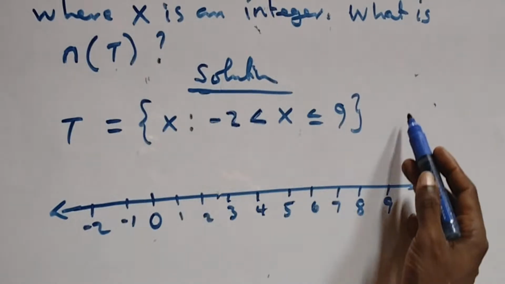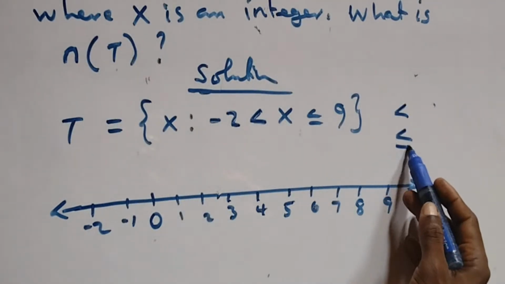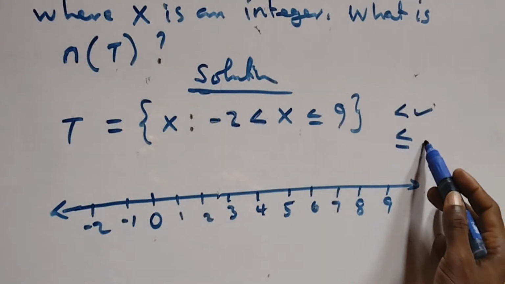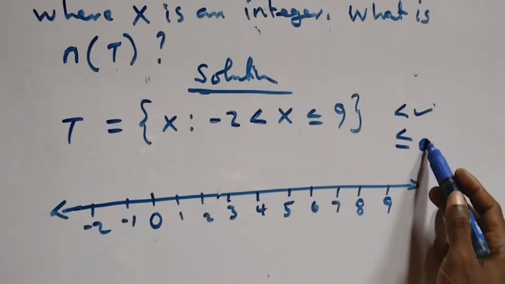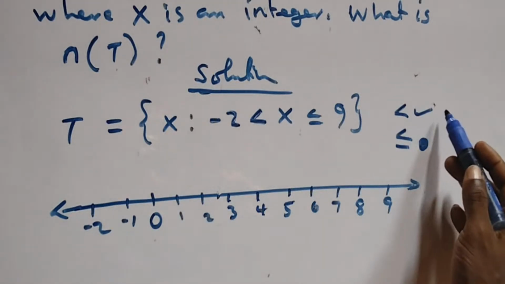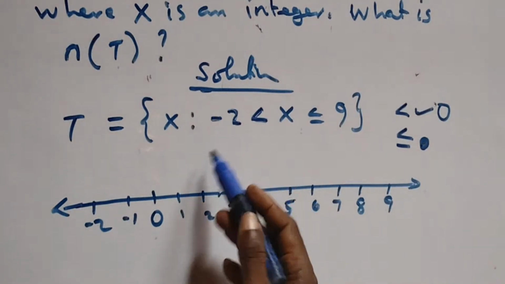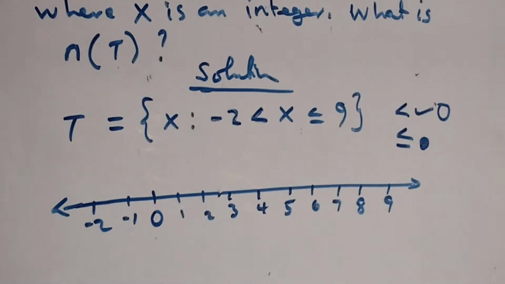Now, strictly less than is different from less than or equals to when we are being taught inequality. When it is strictly less than, that number will not be part. If it is less than or equals to, it's going to be part. It's going to be like this. But if it's strictly less than, it's going to be open.